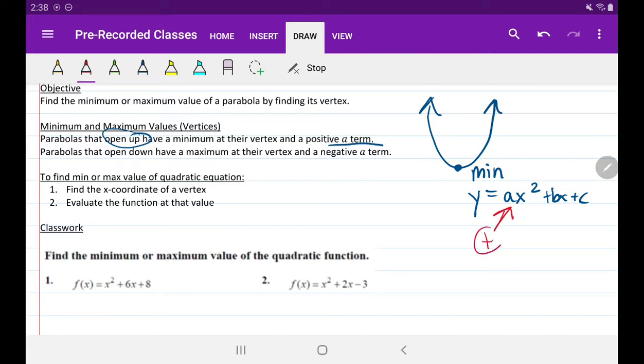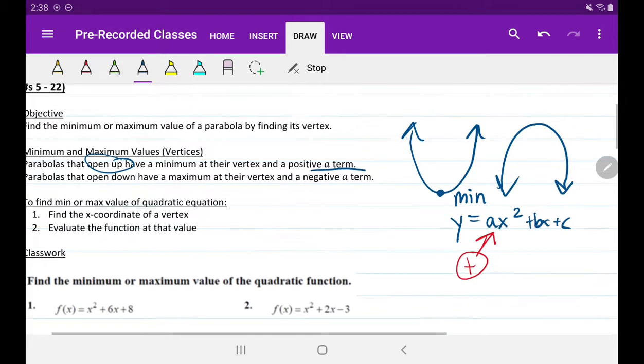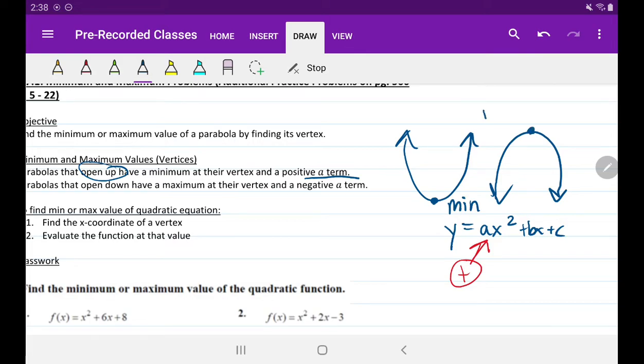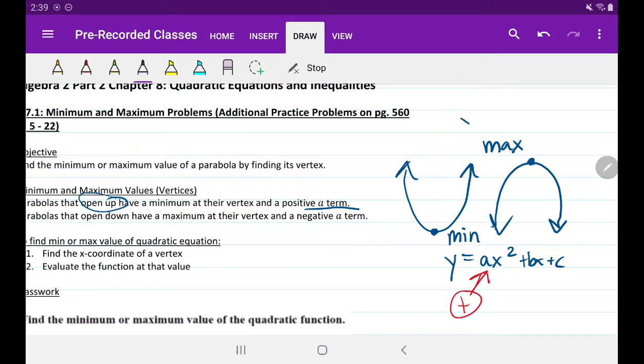That's the algebraic key: if you open up, you have a min, and your a term is positive. Then if we flip this around and we open down, then we look like this, our vertex is up here, and we have a max. Writing this out algebraically, it's y equals a negative ax squared plus bx plus c, so your a term is going to be negative. Those are the algebraic keys to look for: whether your a term is positive or negative.